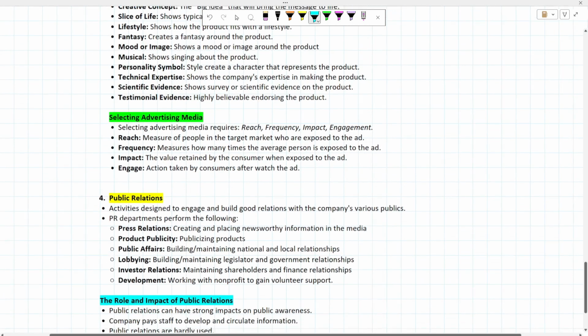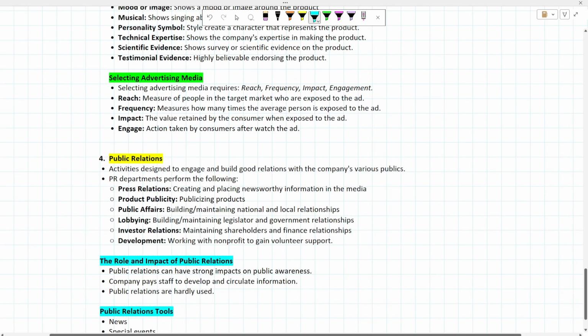Selecting advertising media requires reach, frequency, impact, and engagement. So what is reach? Reach measures the percentage of people in the target market who are exposed to the ad. So what is our reach? How many people are we reaching with this ad?